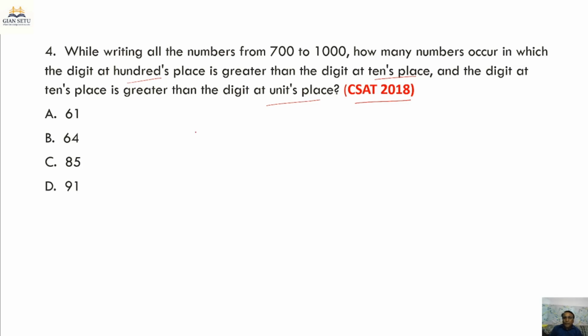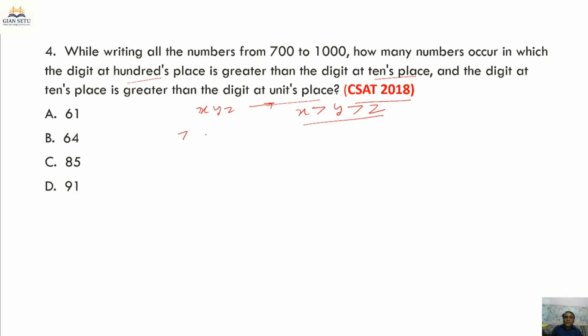Now, this number is in the form of three digits. Suppose the number is x, y, z. Here x is greater than y and y is greater than z. Now let's begin with x equal to 7. That means the digit at hundreds place is 7.